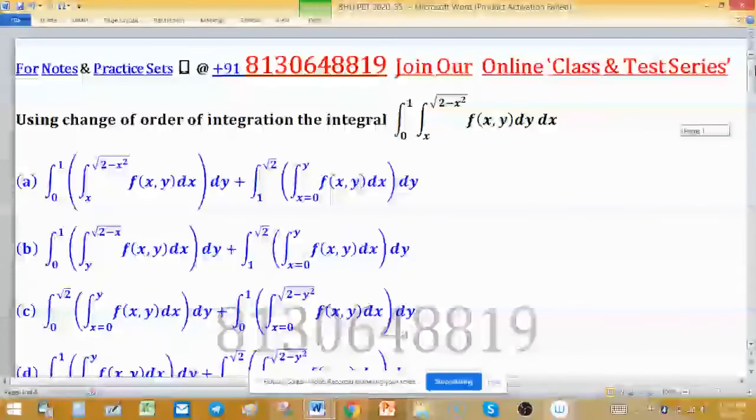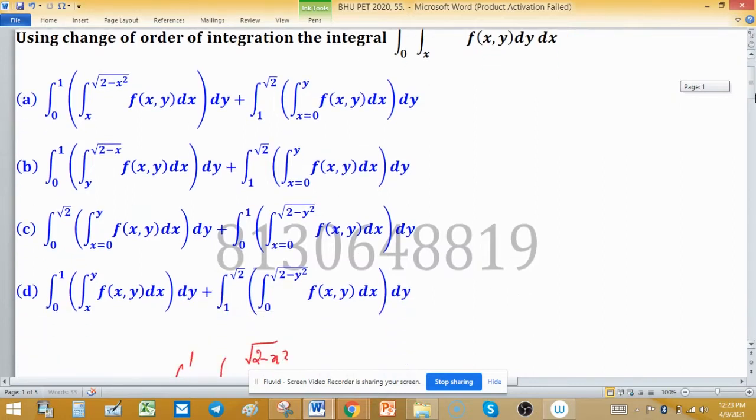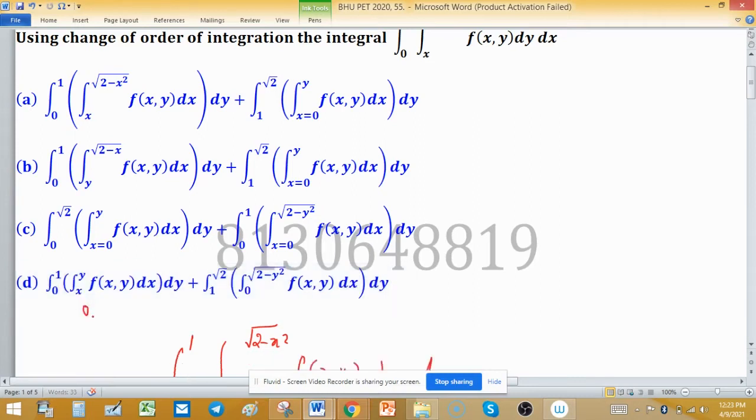Now which option is giving this answer? We see that option D is correct here, 0 to 1, and x is running from 0 to y. This is 0 to y here, and this is 1 to root 2 and 0 to 2 minus y square.